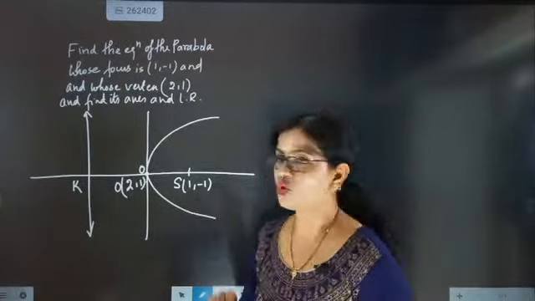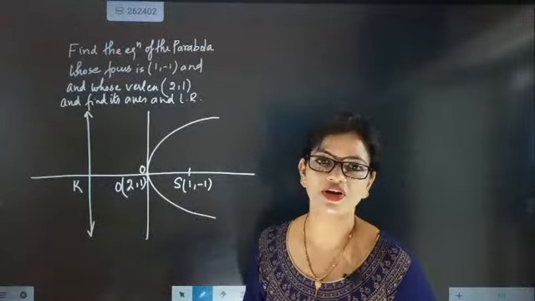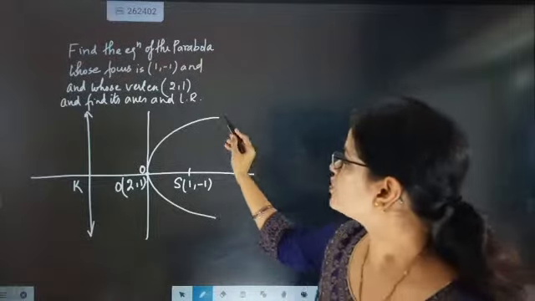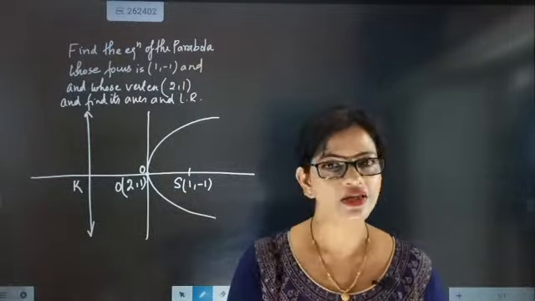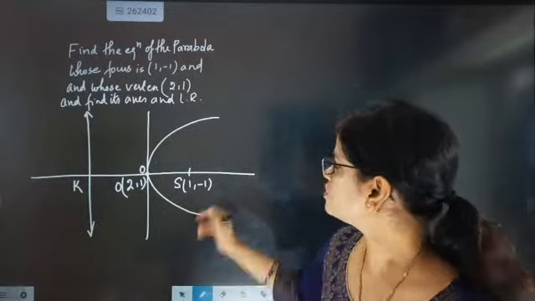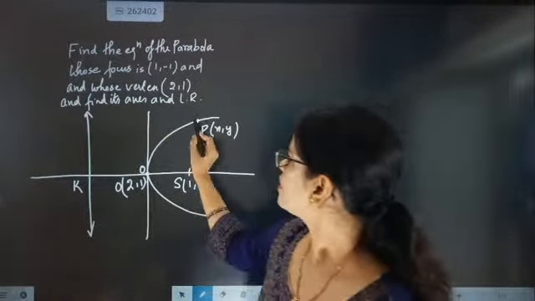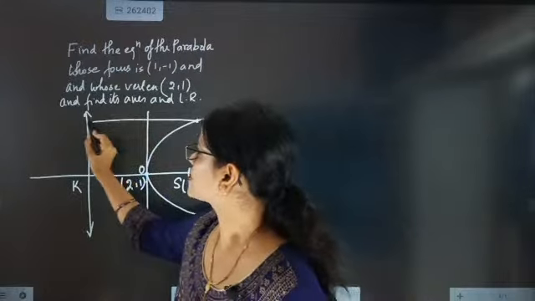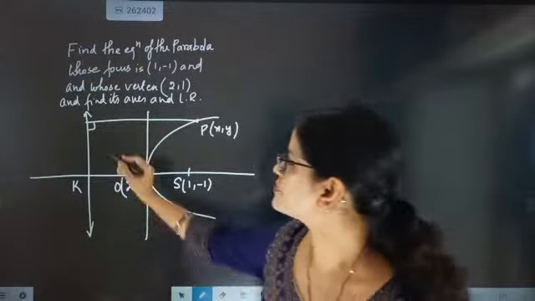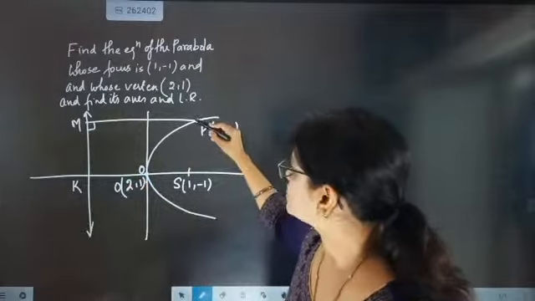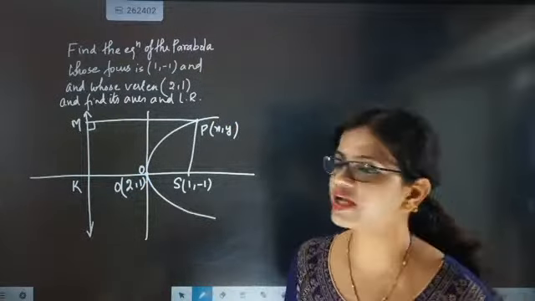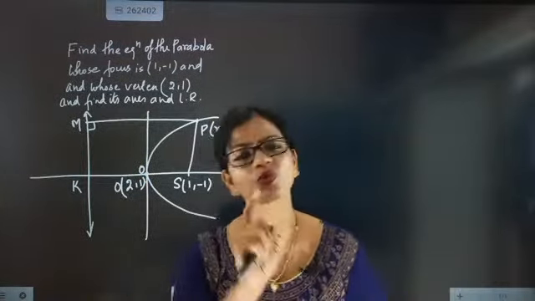What is given to you? Focus is given to you, vertex is given to you. What do you want to get? You want to get the equation of the parabola. To get the equation of the parabola, we know that we need an arbitrary point. We are going to take it as (x, y), and then we have to get PS and PM, where M is the perpendicular distance. So PS will be equal to PM. Already we know that PS will be equal to PM. This work we have to do.